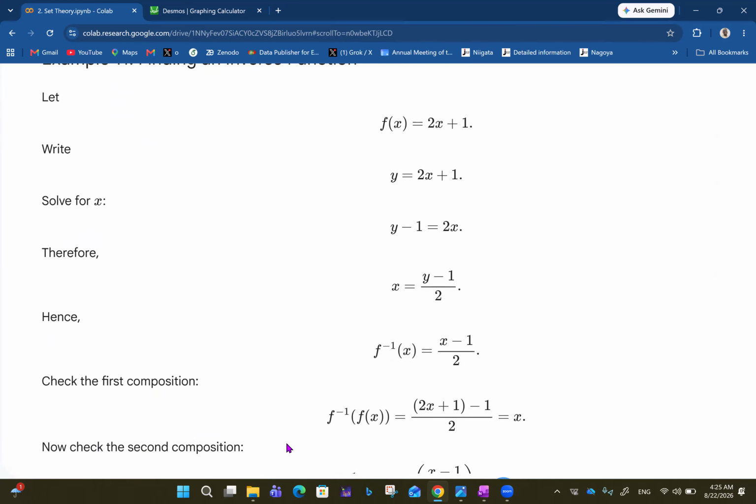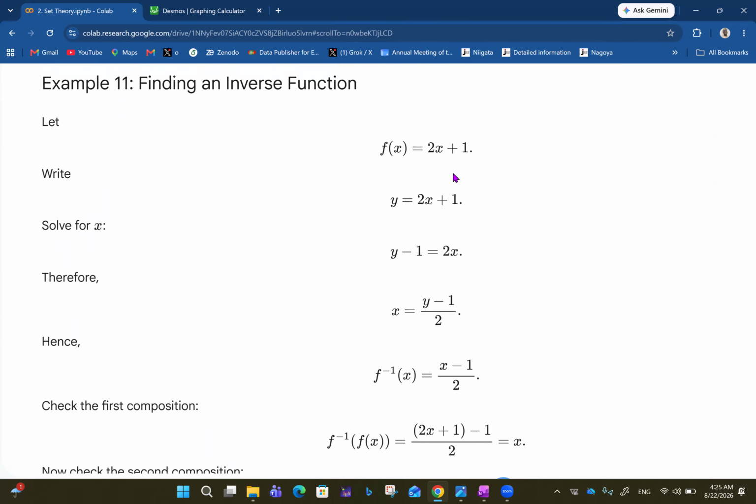Then finding an inverse function. How do you find an inverse function? Let f of x be 2x plus 1. Write y equals 2x plus 1. To find the inverse, just make x the subject and change it later. So y is 2x plus 1.